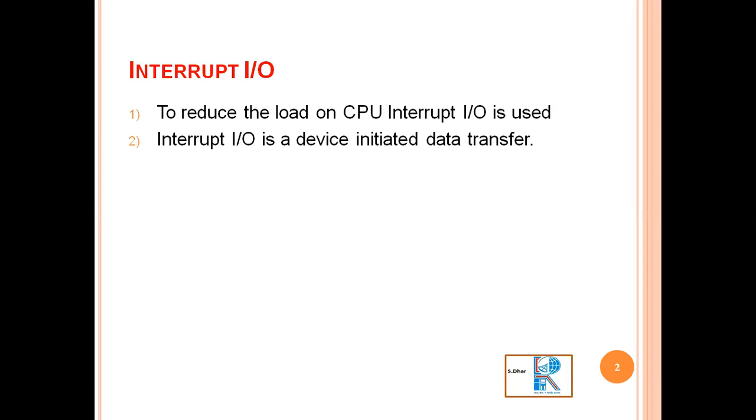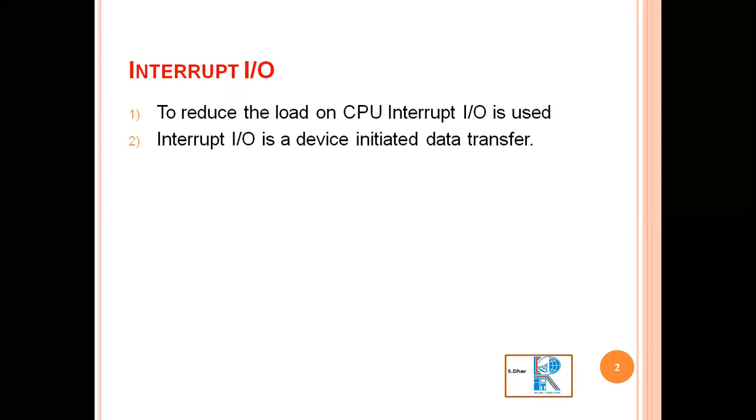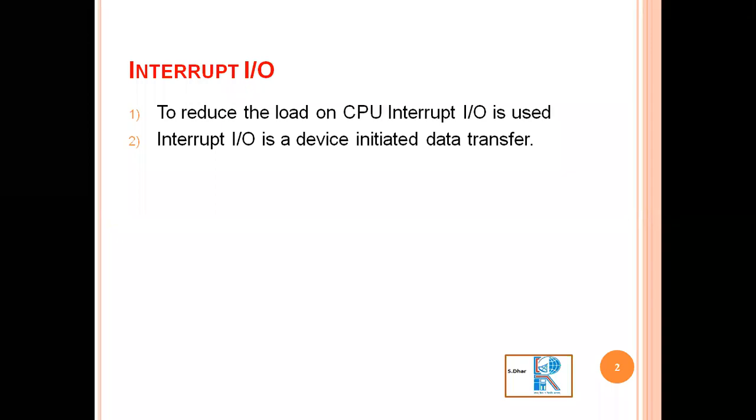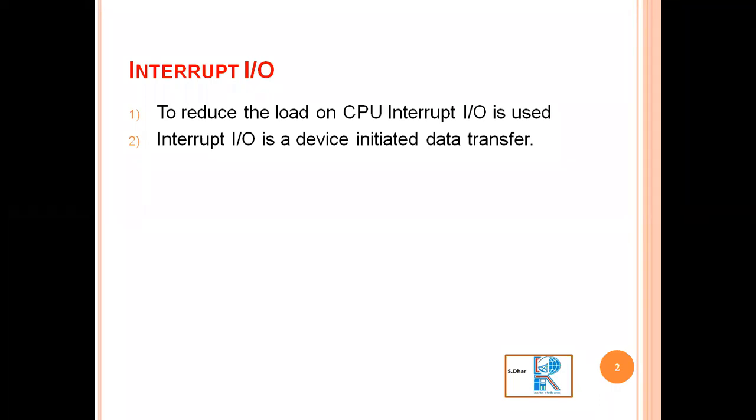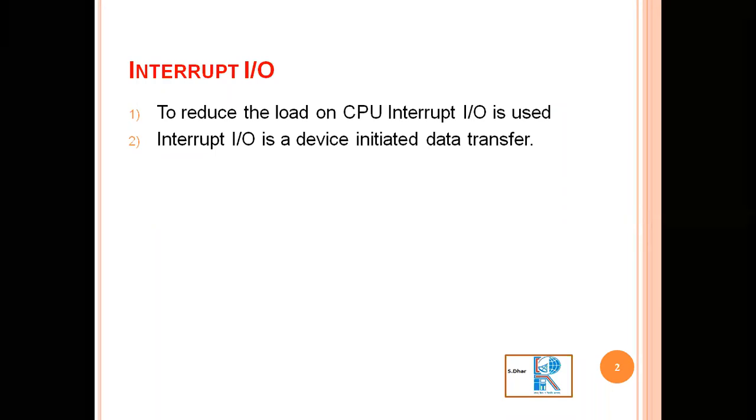Because suppose the CPU is executing some program. When this interrupt signal comes, the CPU will stop executing the current program. It will update its program counter and go to another program, sometimes called the interrupt handler or interrupt service routine, that is generally written for that particular I/O device. It will do the operation there, that means it will execute the routine. After completion of the routine, it will go back to the previous instruction it was executing.